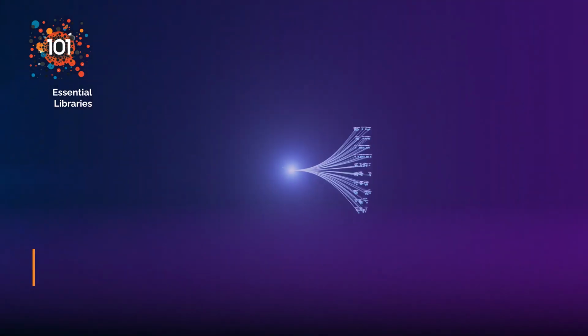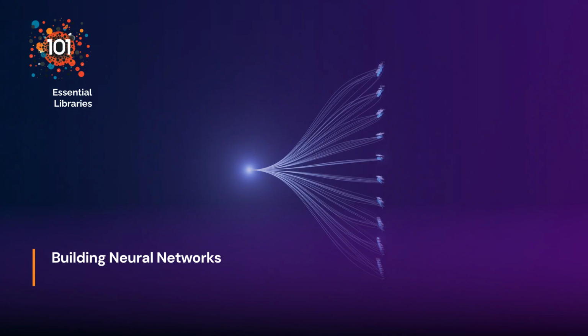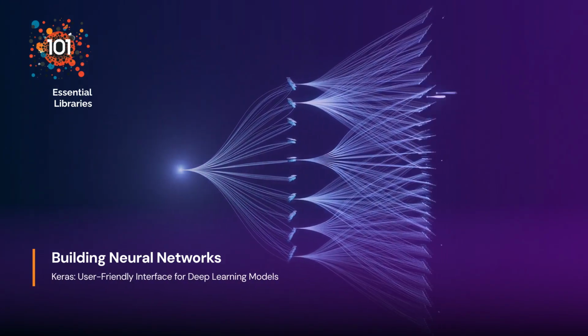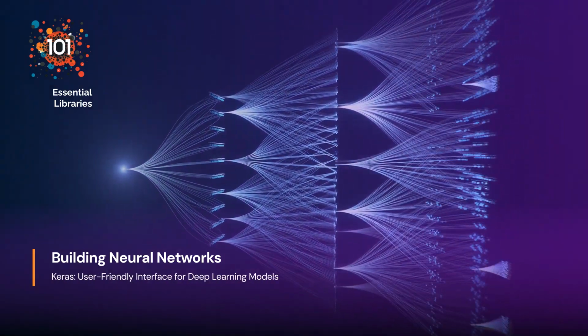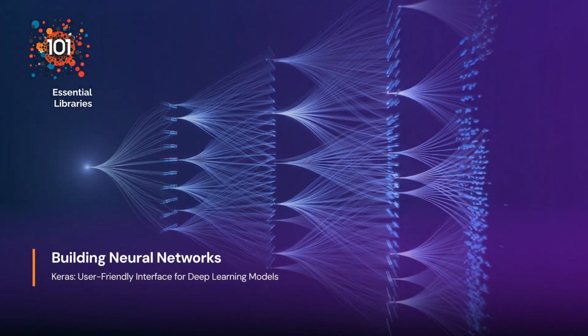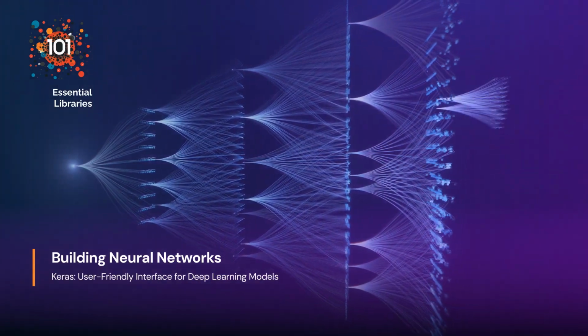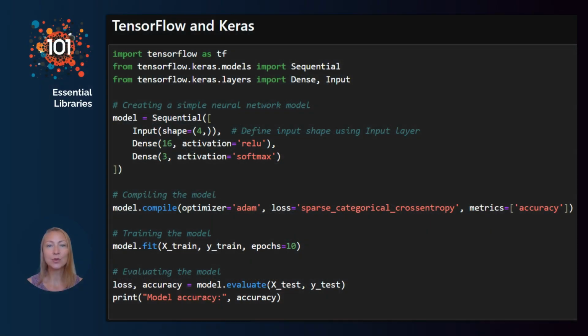TensorFlow and Keras are essential for building neural networks. TensorFlow provides the computational power, while Keras offers a user-friendly interface, making it easier to construct complex deep learning models. In our code example, we define a simple neural network with one hidden layer using Keras. The model is compiled with the Adam optimizer and trained on the iris dataset, showcasing Keras's approachability for beginners.